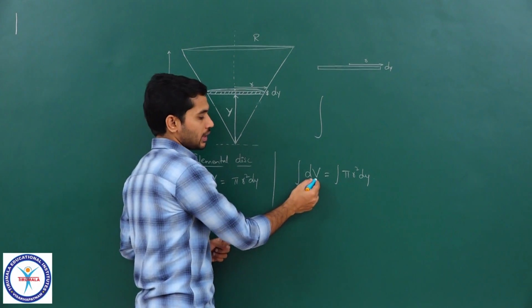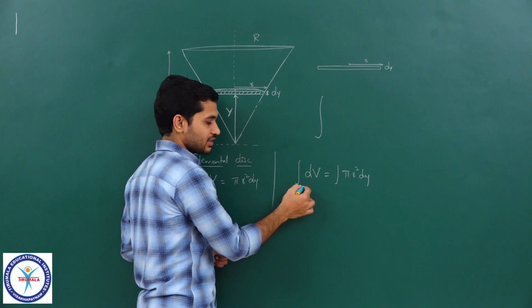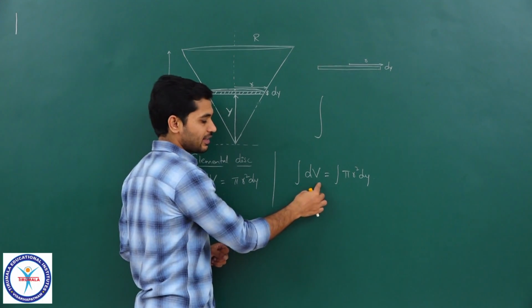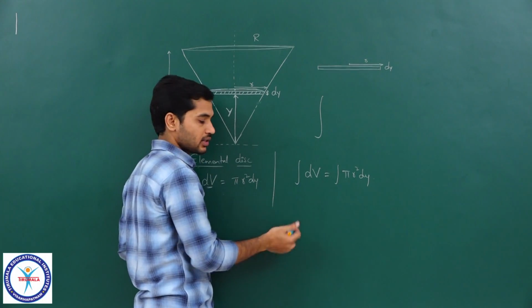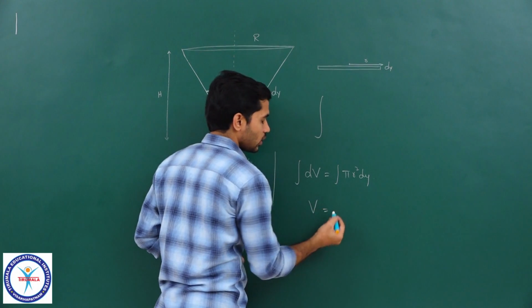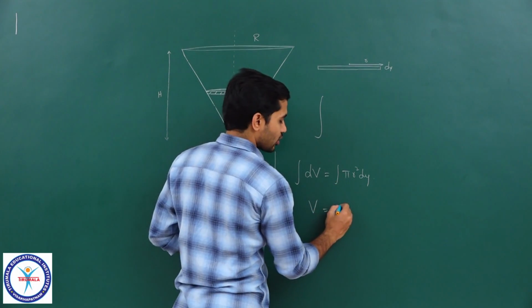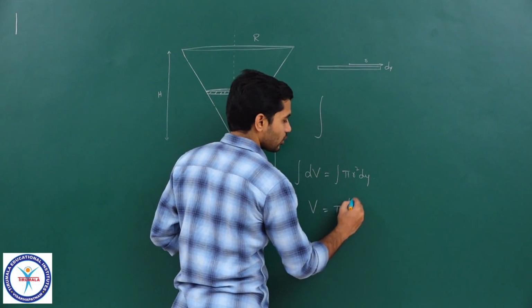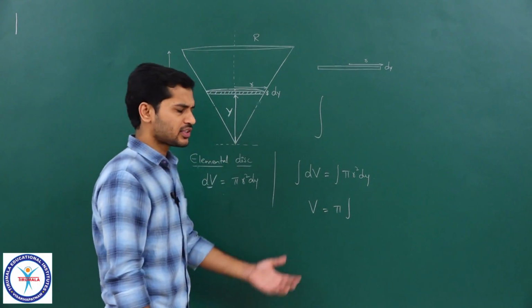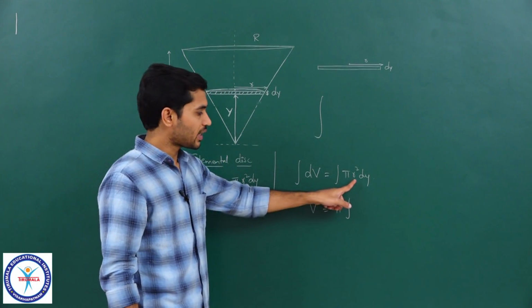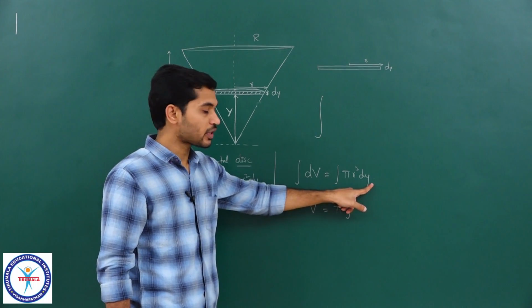Now we know that whenever we have an expression like this, we will directly get V. Integral dV is nothing but V, correct. So I will be getting V is equal to pi, which is a constant, into integral of r square dy. This is something which we don't know. How do I integrate r square with respect to y?